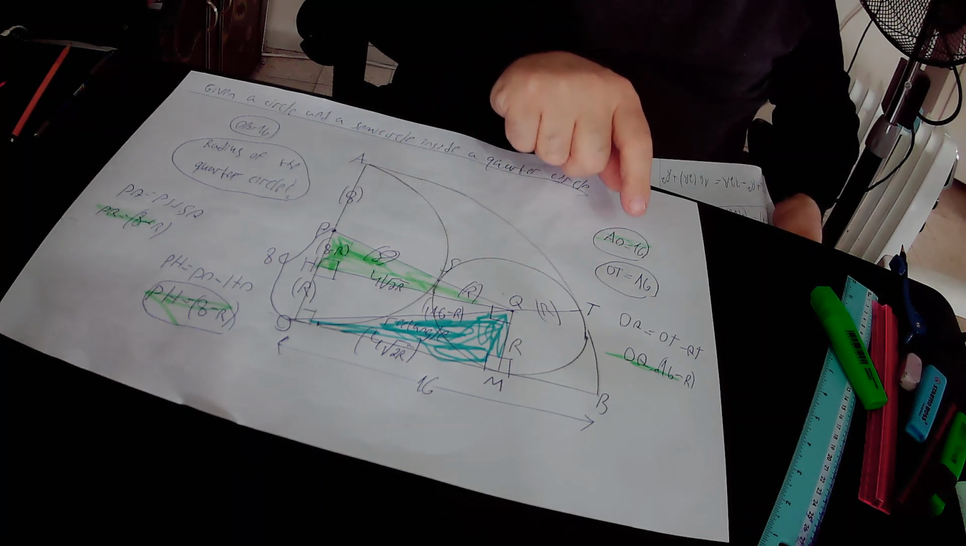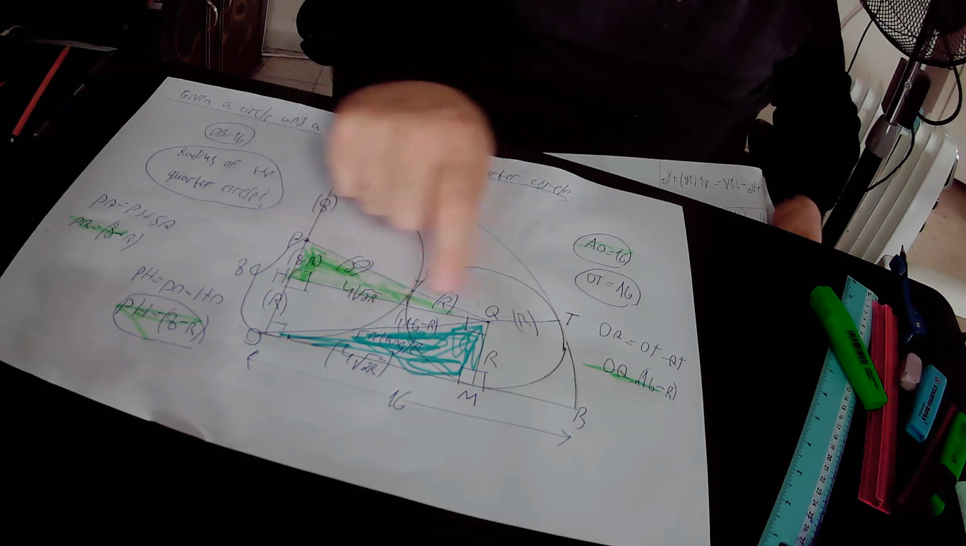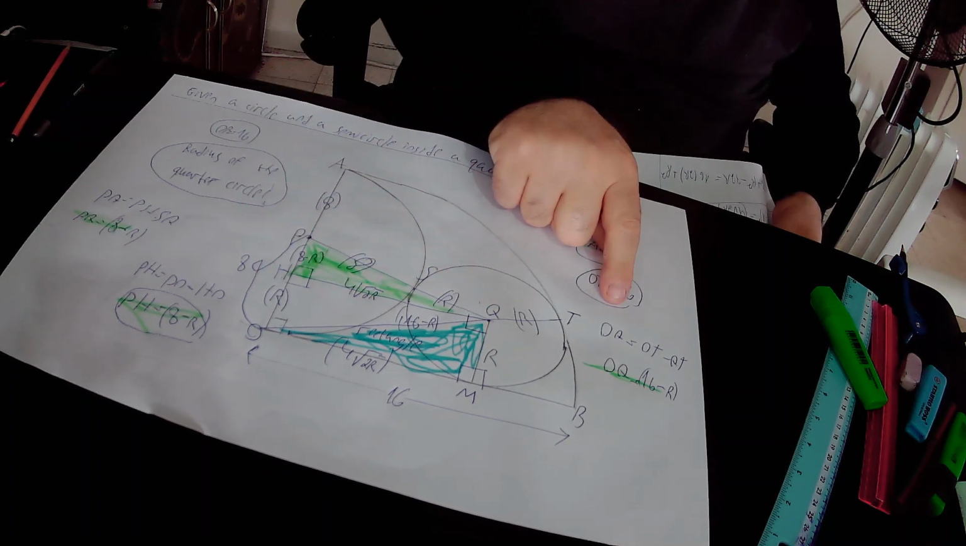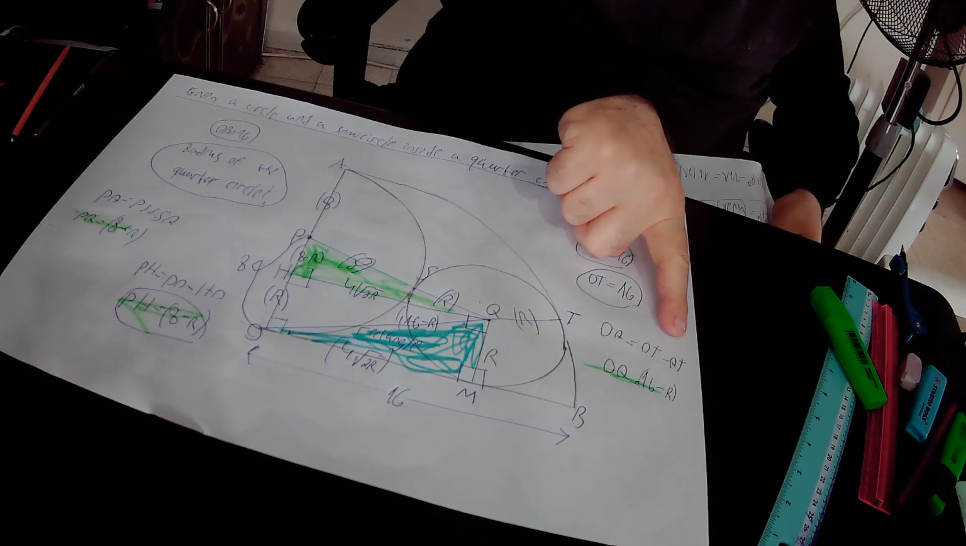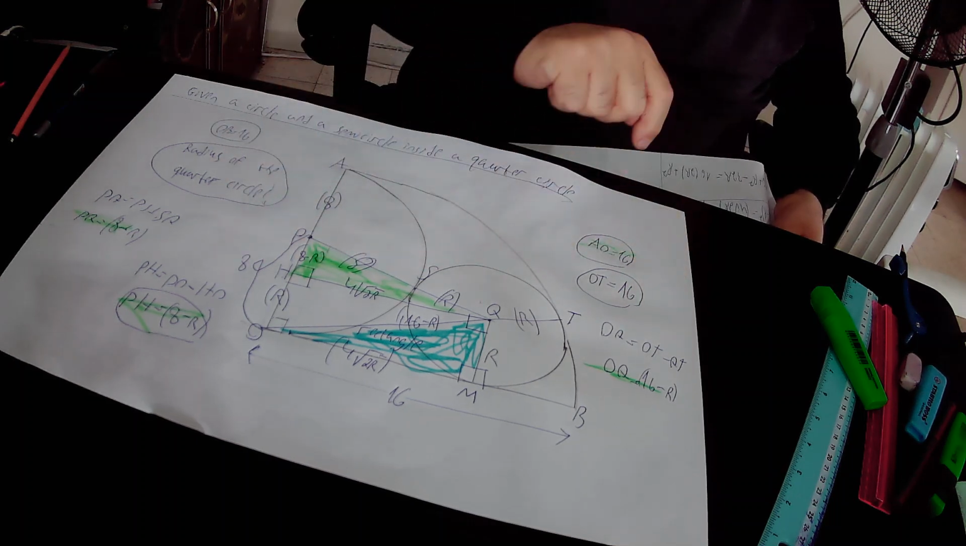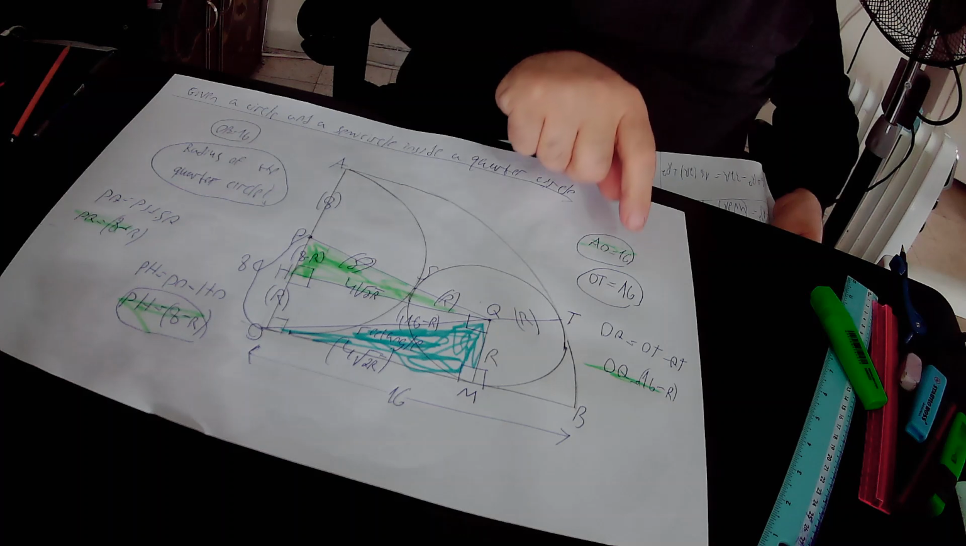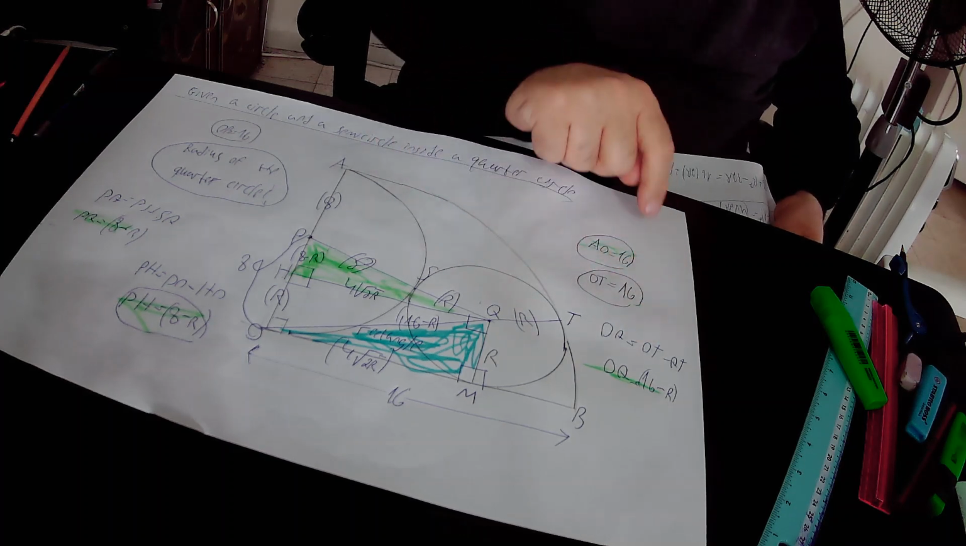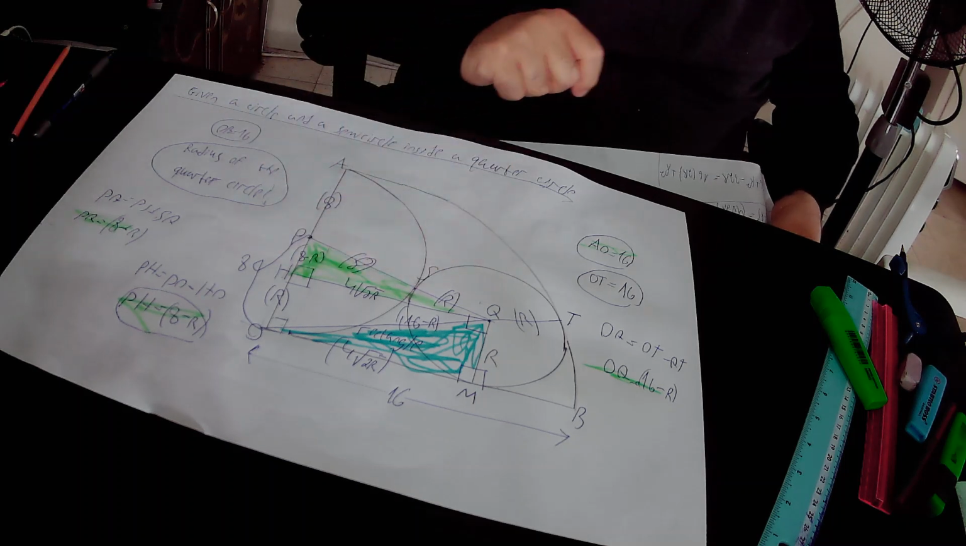Again, here, OQ must be equal to OT minus QT, because OQT is one straight line according to rule 9. So OQ equals OT, that is 16, minus QT, that is R. So in total, OQ equals 16 minus R.